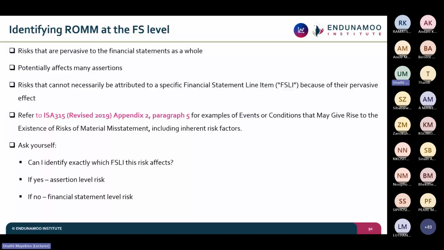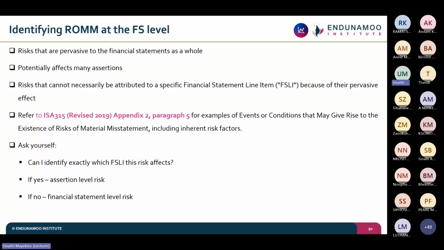Somebody asked a question about the revenue being misstated because of those accounting irregularities. And we said that the accounting irregularities actually give you an overall financial statement level risk. So when it comes to overall financial statement level risk, I would recommend that you flag your ISA 315 revised appendix 2.